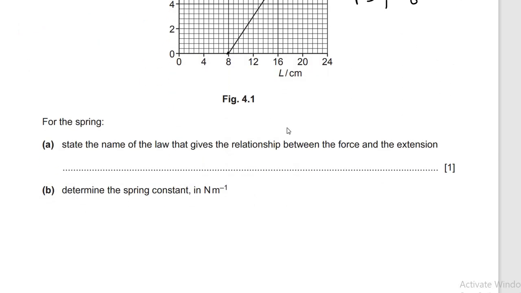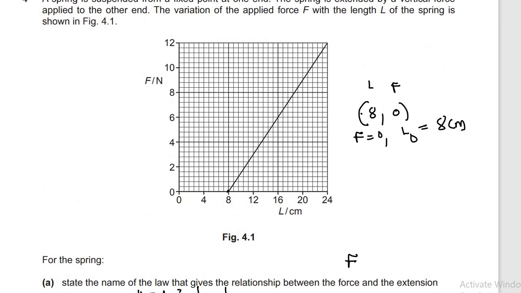State the name of the law that gives the relationship between force and extension. Hooke's law. Mr. Robert Hooke. Determine the spring constant. Okay. The graph of F is plotted against L. So from here, the gradient should be the spring constant when the graph of F is plotted against L. So the gradient is the spring constant. Okay, let's find the gradient.